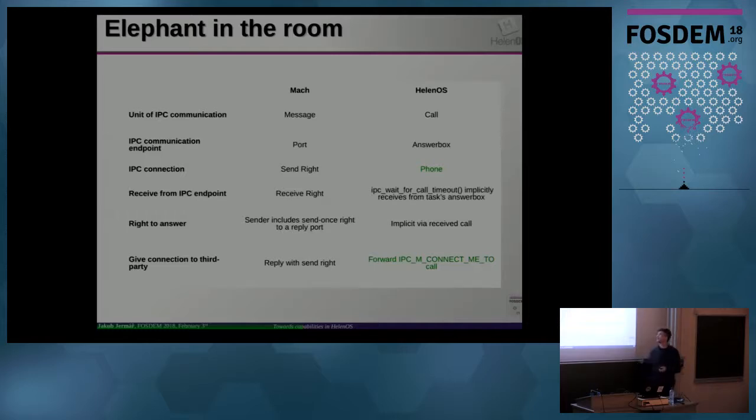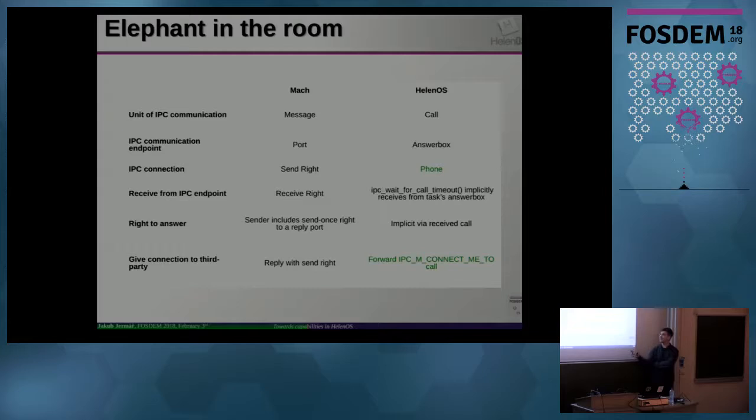So it's implicitly allowed. In order to answer or to reply to a message in Mach, you need to have a send right to some port which accepts the reply. And in HelenOS, you need to have the call ID of the accepted call. And of course, this is something that Samuel from the HelenOS project was mentioning today.